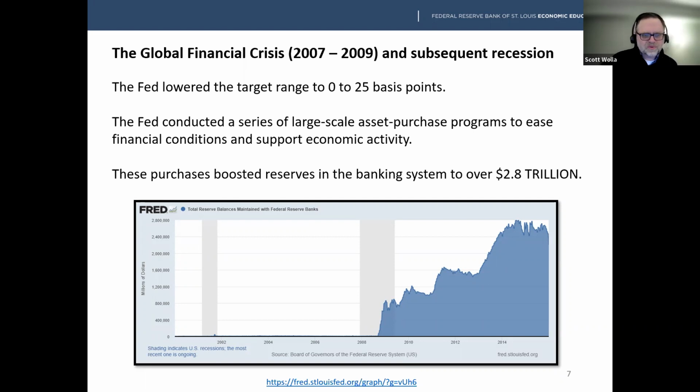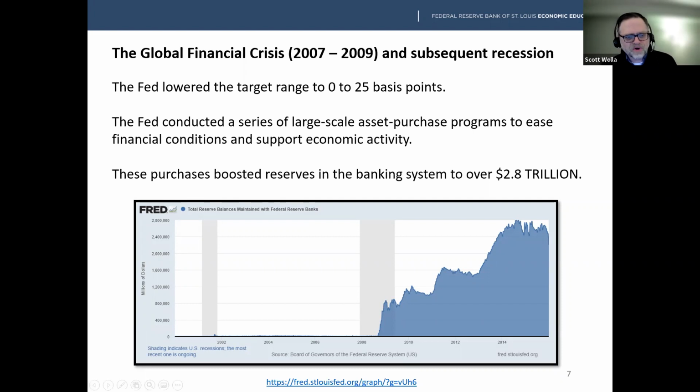And those activities were really about buying different types of assets. So typically, open market operations is short-term treasury securities. Large-scale asset purchases of quantitative easing were kind of longer-term bonds or different types of assets that would affect different types of interest rates. Okay, and so on this graph below, this is a FRED graph.